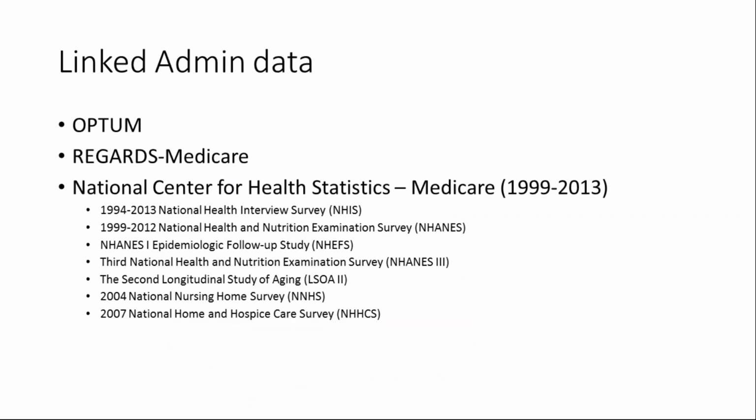Some of the linked-to-admin data: Optum provides several different views that have some different options in linked data that you can get. There are registries that we have here at UAB, linked with Medicare. And then the National Center for Health Statistics has linked with Medicare for several different population-based surveys. So there are quite a few now that are out. Again, there's always going to be a process to get them, but Medicare has linked with all of these surveys.